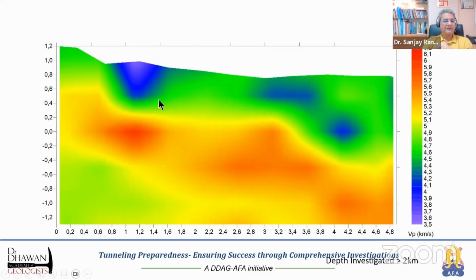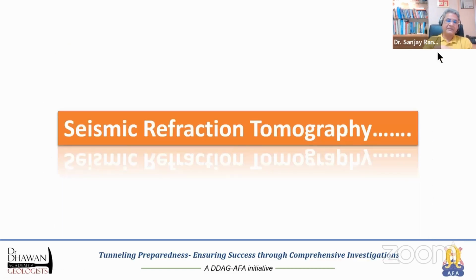Again, you get this kind of information. As you can see, the depth of investigation here is very, very high. We are talking of more than 2 kilometers, around 2.4 kilometers depth of investigation. And these blue zones, for example, are problematic zones because of their low P wave velocity.